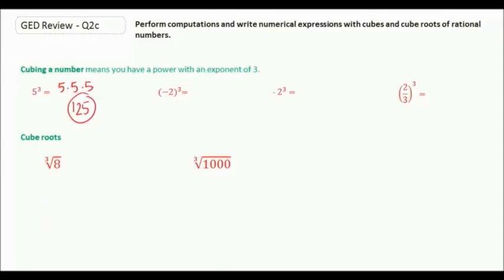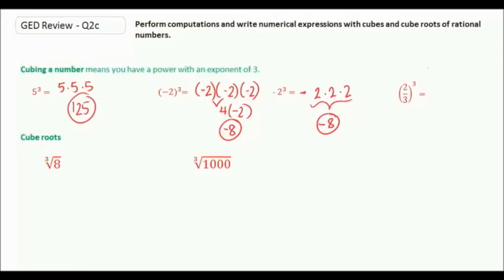Negative 2 quantity cubed would be negative 2 times negative 2 times negative 2. These here give you a positive 4. So a positive 4 times a negative 2 is a negative 8. Negative 2 cubed would be negative 2 times 2 times 2. This here gives you 8, so it would be negative 8.